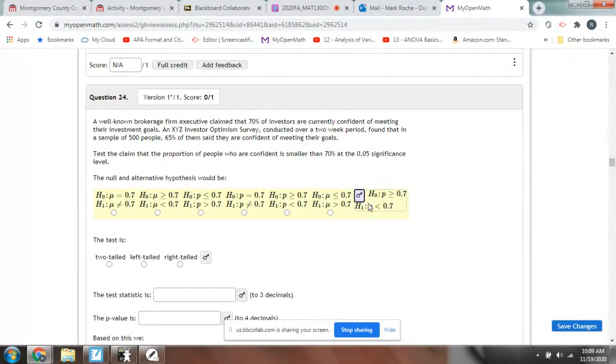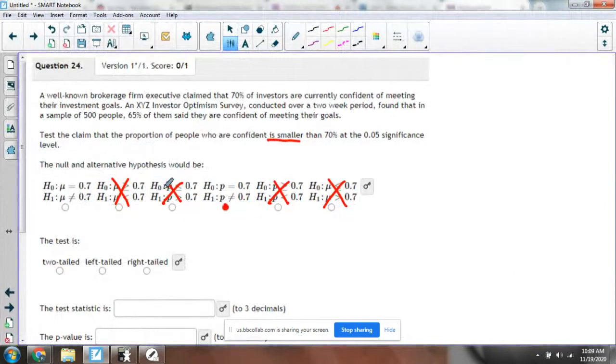No, that's not right. Okay, well, I'm going to fix that question because you really should never say greater than or equal to 70%. Absolutely not correct. So I'll fix that question. But let's just pretend this says equal to and this says less than, all right?